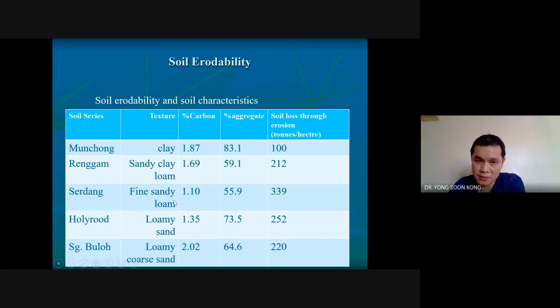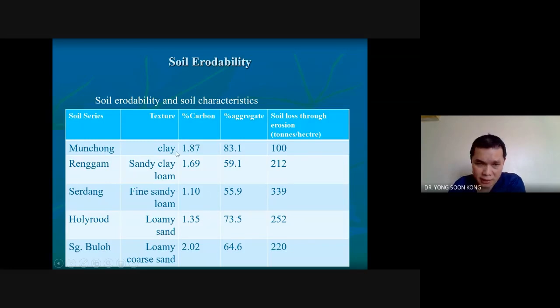What does that tell you? That tells you that with the least amount of carbon that you have, soil loss may be enhanced. So that is actually consistent with what I told you just now. Soil organic matter helps reduce erosion. So this is one here.